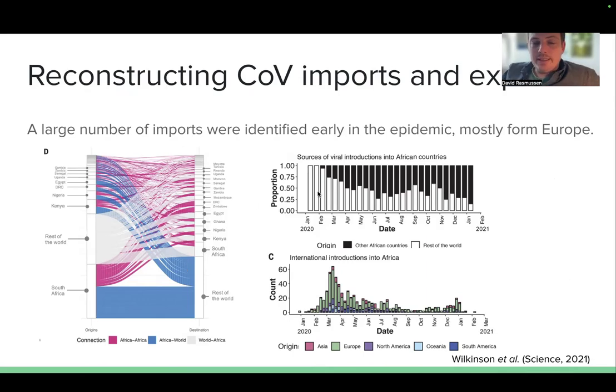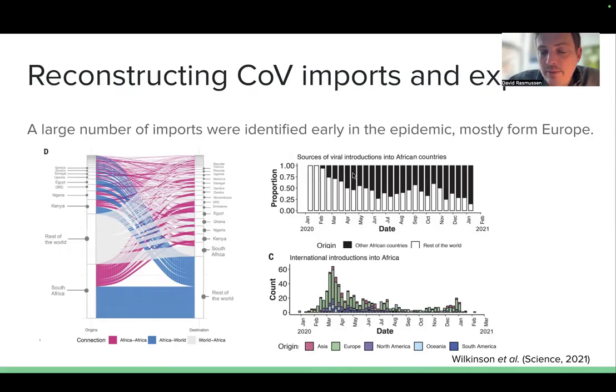And then another way of visualizing the same data is we can look at the number of times that viruses were introduced into African countries through time. And we can see that at the very beginning of the pandemic, in the early months of 2020, basically all introductions into African countries were from the rest of the world, outside of Africa, which makes sense because, of course, the pandemic didn't start in Africa. It started in Asia and then moved to Europe and then eventually North America. So it makes sense that the virus needed to be introduced into these African countries.